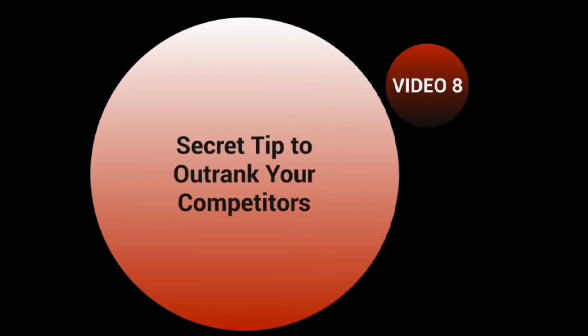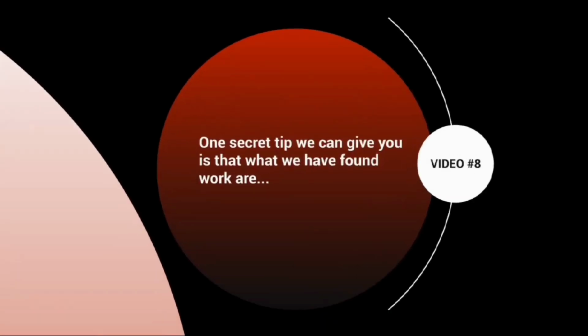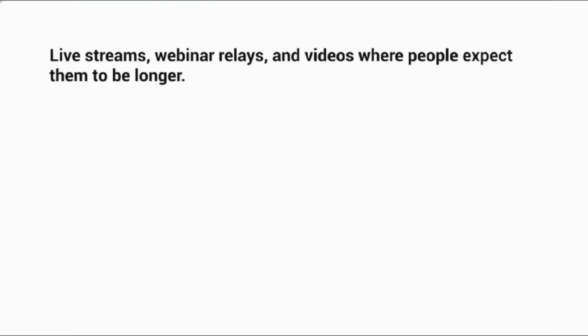We're going to talk about a secret tip that you can use to outrank your competitors. We briefly talked about why having a longer video was important, right? So one secret tip that we can give you is what we have found that works: longer videos in the sense of live streams, which means you get on YouTube and you talk to people live. You have webinar replays and videos where people expect them to be longer. So in other words, people are expecting these to be longer.